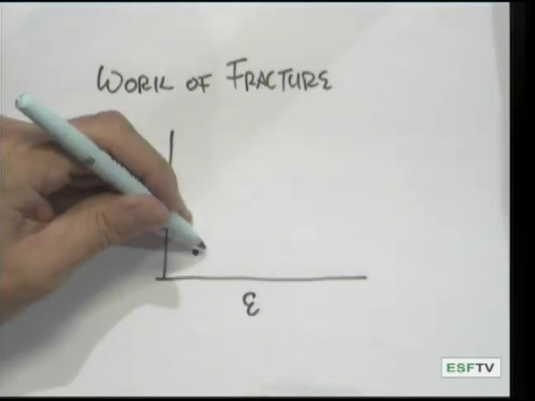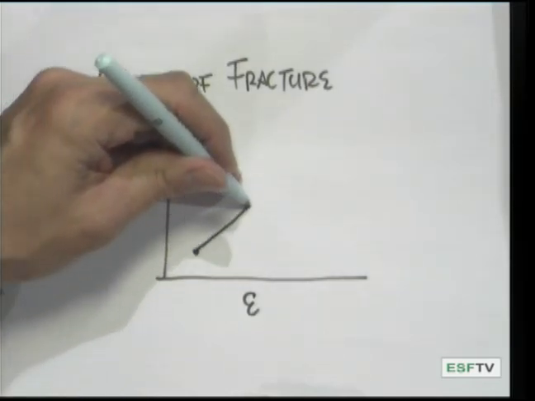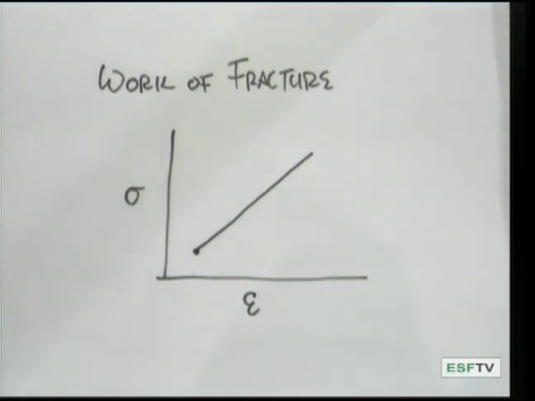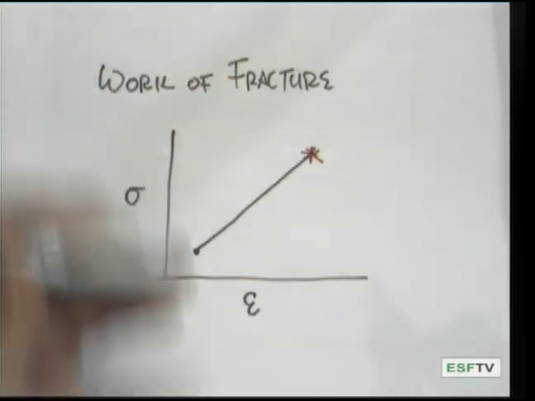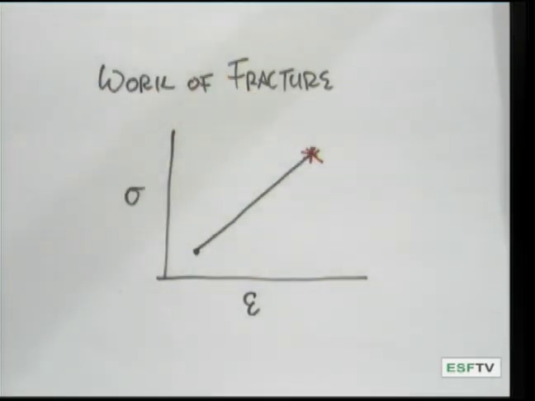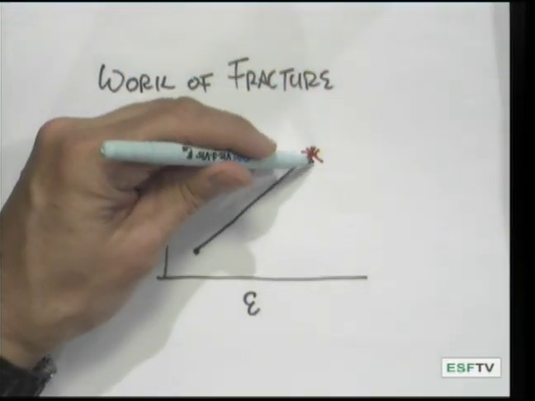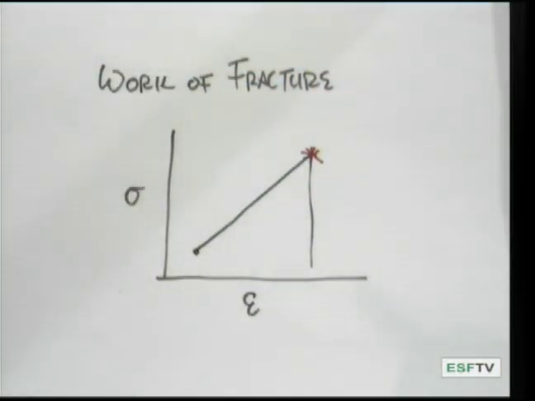If you take an unstrained material and you put sufficient strain on it, eventually that material is going to fail, it's going to break apart, which we'll indicate with a little star there. And of course, when it breaks apart, it's no longer bearing a load. That is, it's no longer carrying a stress, and this will basically fall back down to zero.